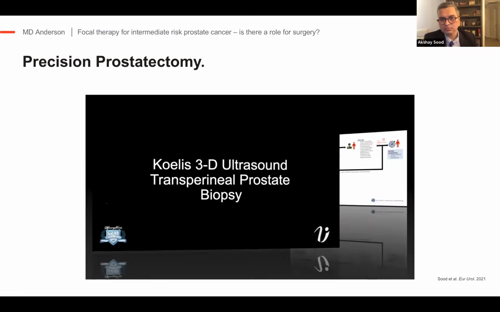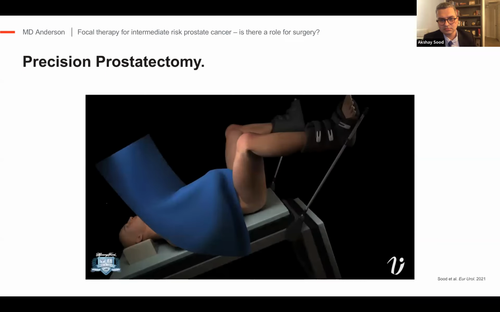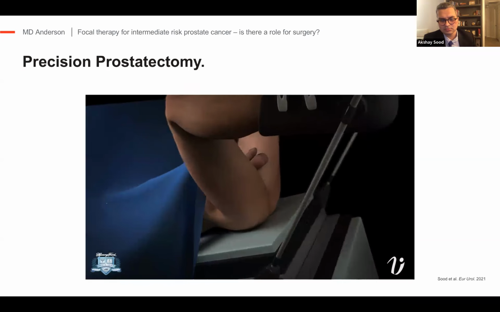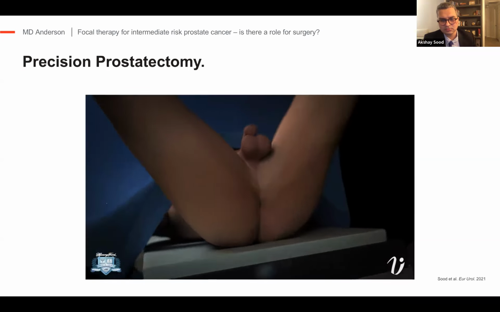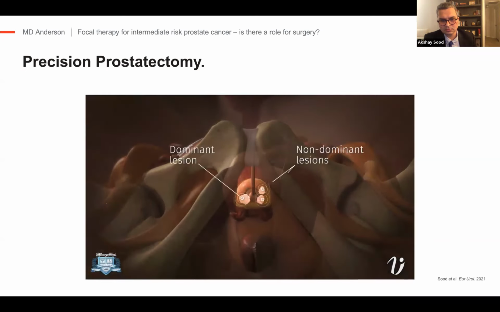All patients that meet the initial study entry criteria undergo a Koelis 3D ultrasound-guided transperineal mapping or capsular prostate biopsy for evaluation of cancer burden and accurate localization of cancer foci. The patient is placed in the dorsal lithotomy position as depicted and prepped in the usual sterile fashion. The Koelis Trinity platform is used to create a three-dimensional rendering of the prostate using transrectal ultrasound.